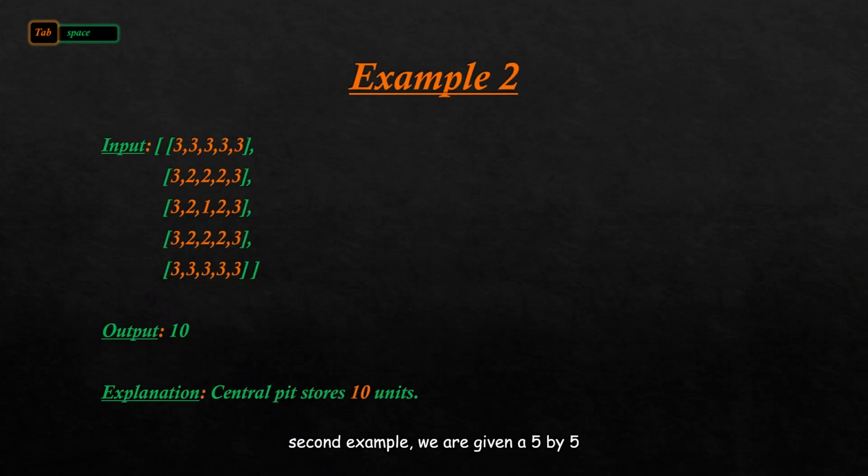In the second example, we are given a 5 by 5 matrix. The central cells are lower than the boundary. As a result, the basin holds 10 units of water in the middle. This demonstrates how boundaries play a crucial role in trapping water.